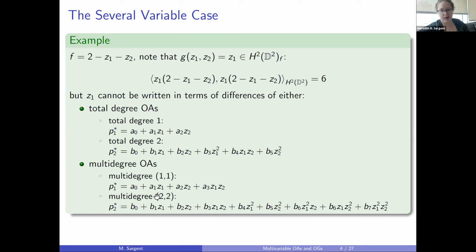And same thing with our multi-degree here. There are too many new terms added each time. I'm not going to be able to just build z1.